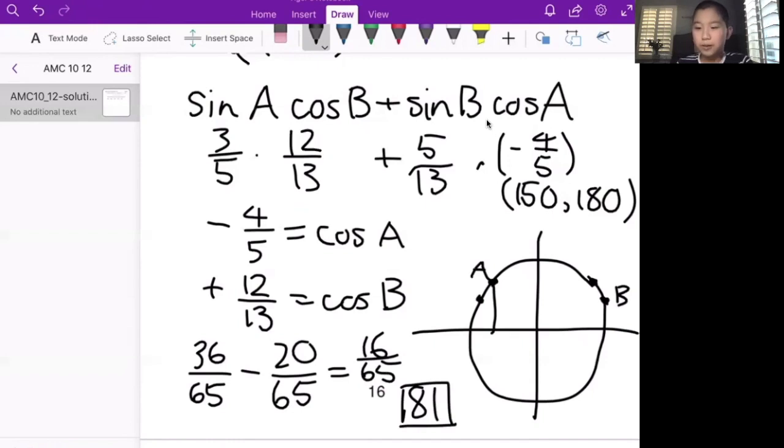In case you were wondering why C is less than 30, we can just take this sine of 16 over 65, and we can prove that it has to be less than 30, because the sine of 30 is 1/2, and sine is an increasing function all the way from 0 to 90. So 16 over 65 is less than 1/2, so the angle C must be less than 30.